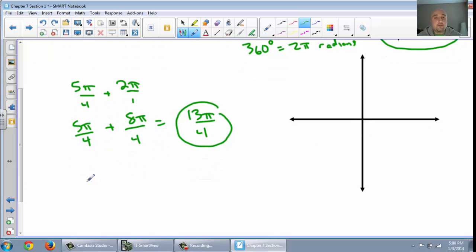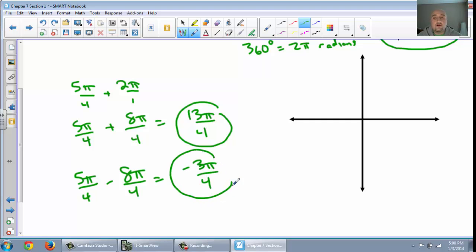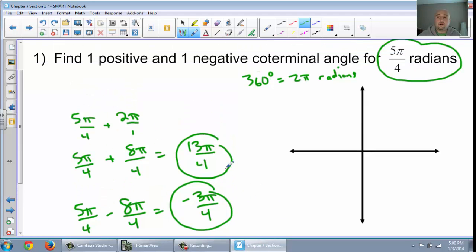And then we do the exact same thing, but instead of adding 8 pi over 4, we're just going to subtract 8 pi over 4 to get our negative. 5 pi over 4 minus 8 pi over 4 is negative 3 pi over 4. And there is our negative. Now, you could convert 5 pi over 4 to degrees, add 360, subtract 360, but then you would have to turn them back into radians when you're done, because if it's starting with radians, you need to finish in radians. I personally would rather you just use 2 pi as a conversion factor. So you're going to add 2 pi and you're going to subtract 2 pi.